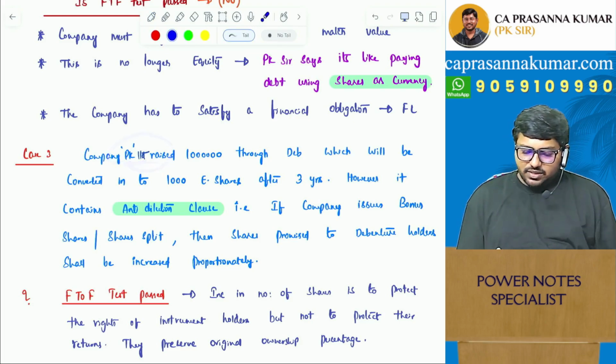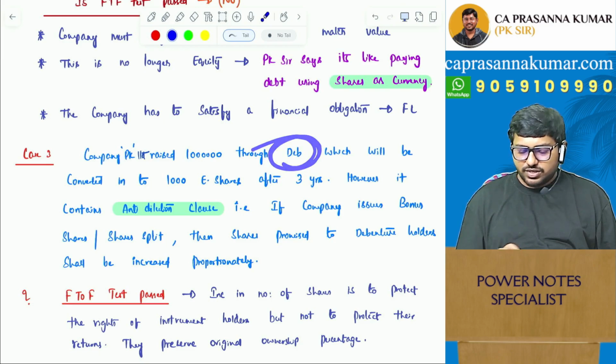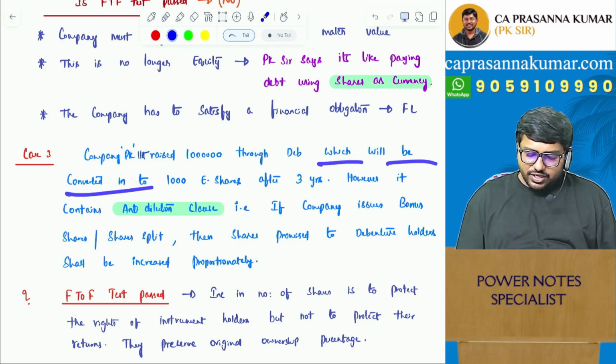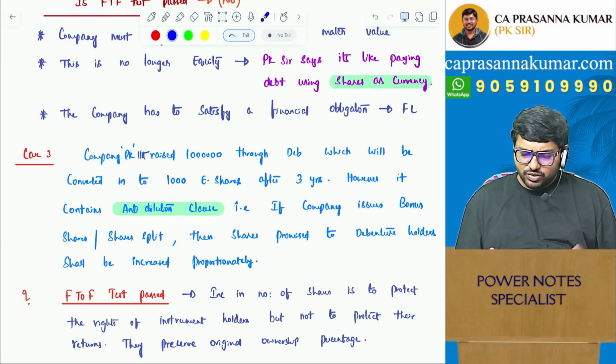Company PK Limited raised 10 lakhs, I think it's 10 lakhs, through debentures. Again, debentures. Concentrate on this: which will be converted into 1000 equity shares after 3 years. Fine. So far, so good.